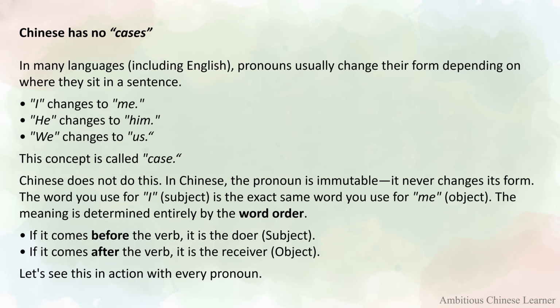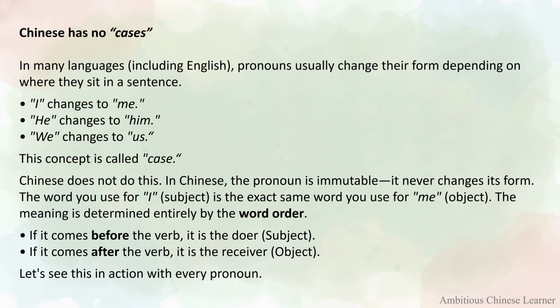In many languages, including English, pronouns usually change their form depending on where they sit in a sentence. I changes to me. He changes to him. We changes to us. This concept is called case. Chinese does not do this. In Chinese, the pronoun is immutable. It never changes its form.